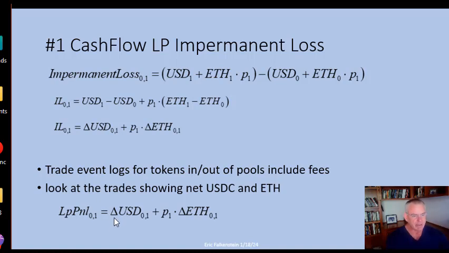And if you just look at how much went out and then how much ETH went in times the current price, that's going to be the LP P&L. And it's inclusive of fees, right? Because the fees are taken off the top, and this is the money going in pre-fees. So that's the first way to measure it.